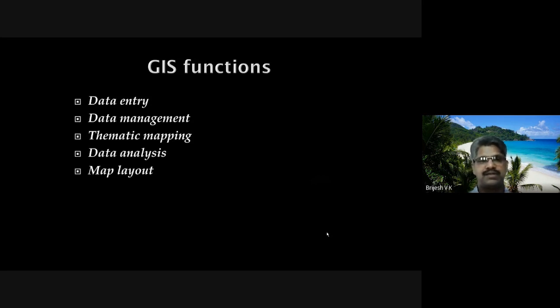We have seen the boundary is a layer, the road network is another layer, then the vegetation is another layer, like that. So each one is a theme, and separate layer-wise maps can be made. Then the data analysis and the map layout. So different functions are there that are to be carried out by a GIS. These are the basic things: data entry, data management, thematic mapping, data analysis, map layout, and the retrieval and editing that will come in the thematic mapping module.